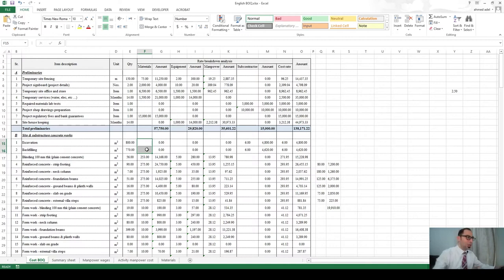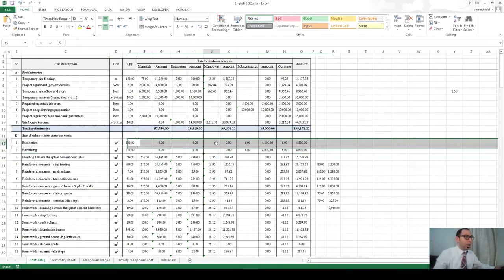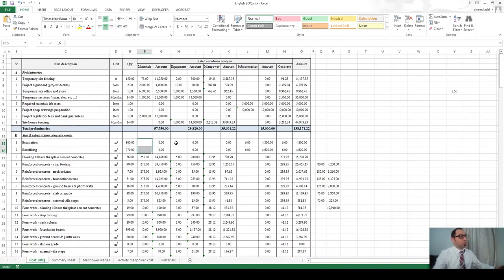But in this case, or in the case of these two items, I don't need anything. He will just come, he will excavate, he will dispose, he will do everything. I don't have to help him with any means.